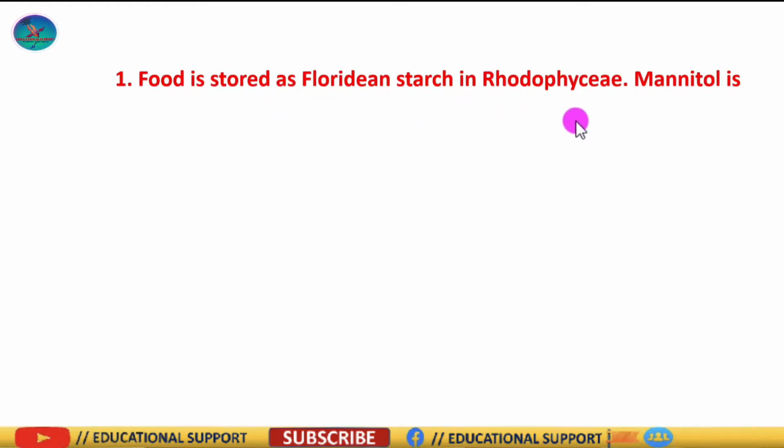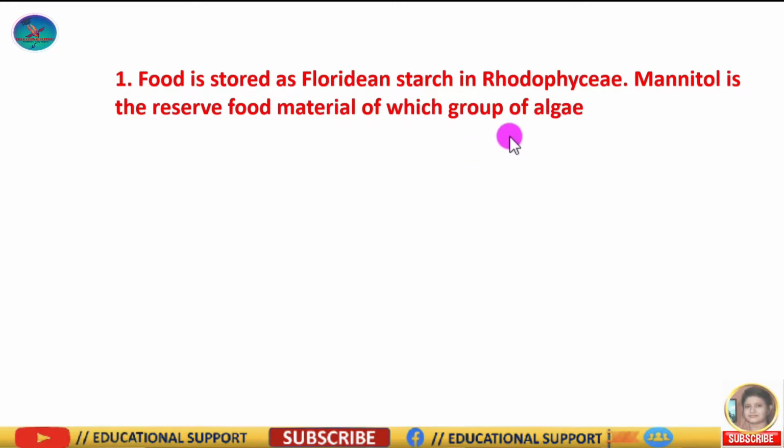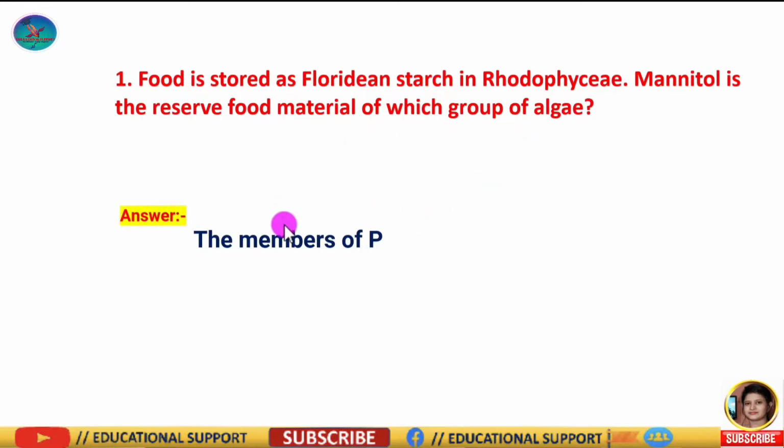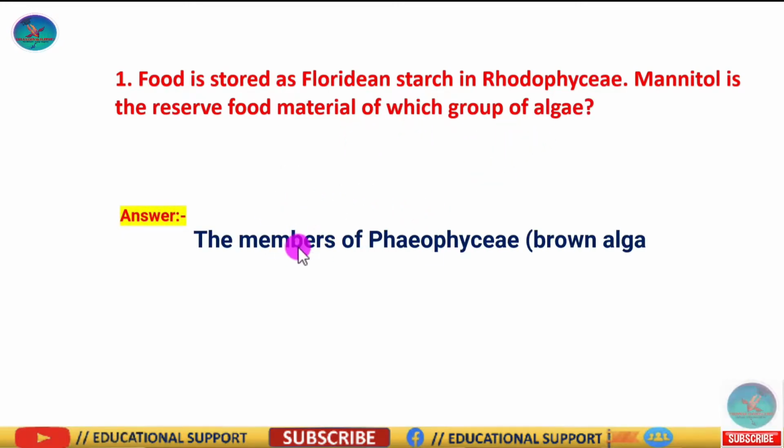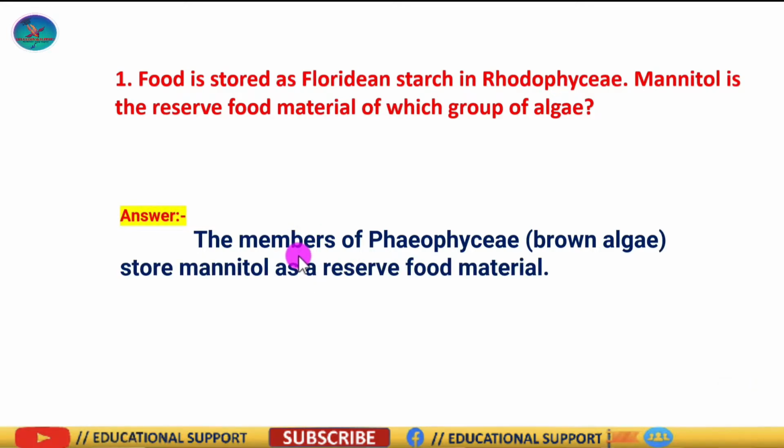So let's get started. Question number 1 is, food is stored as floridean starch in Rhodophyceae. Mannitol is the reserve food material of which group of algae? So mannitol is mainly utilized as the reserve food material in the brown algae of the Phaeophyceae group.